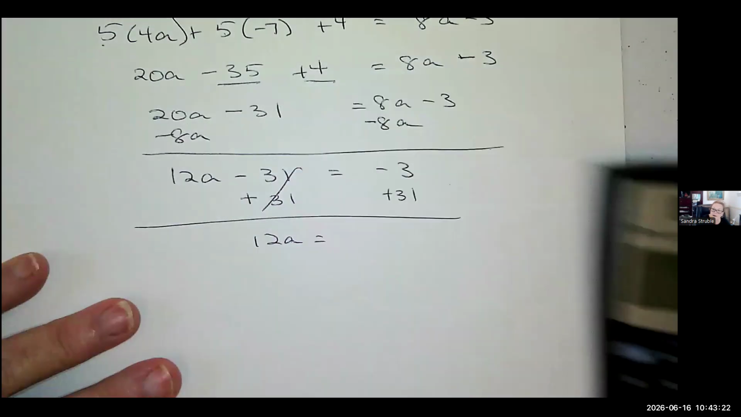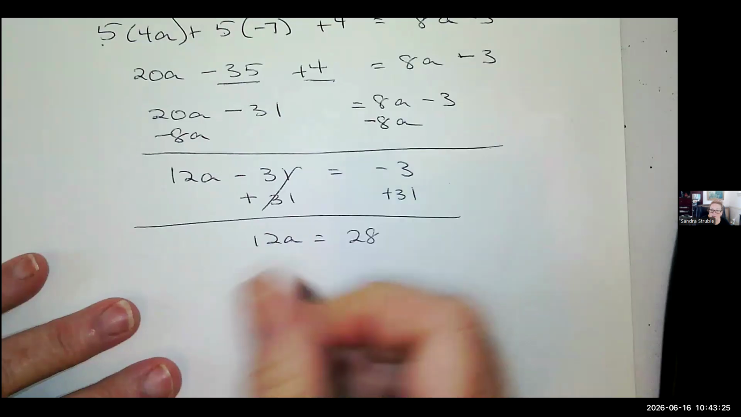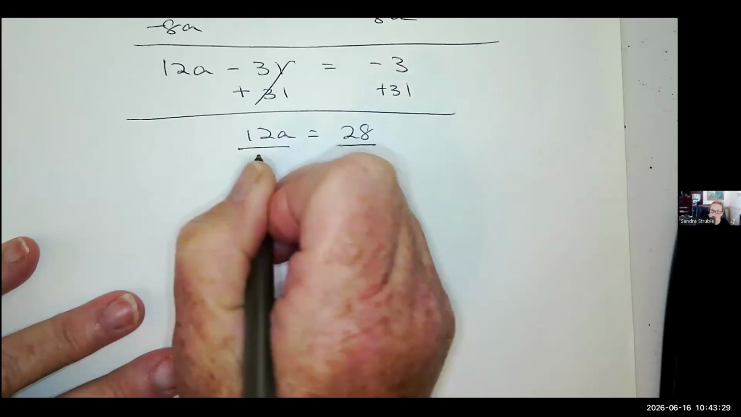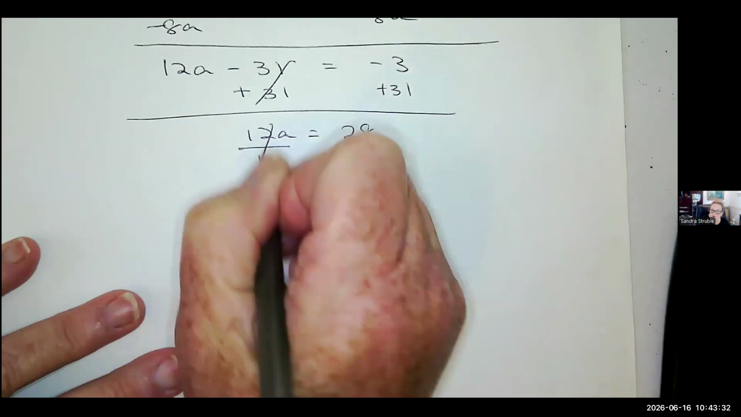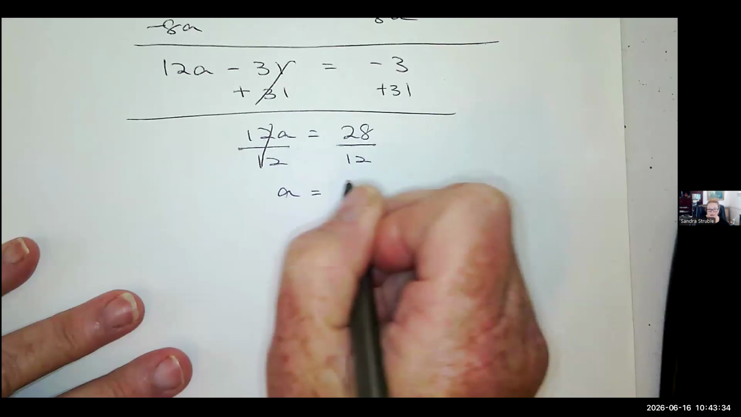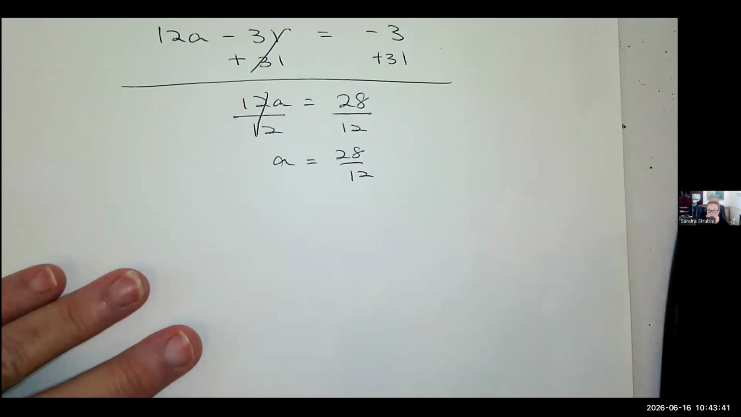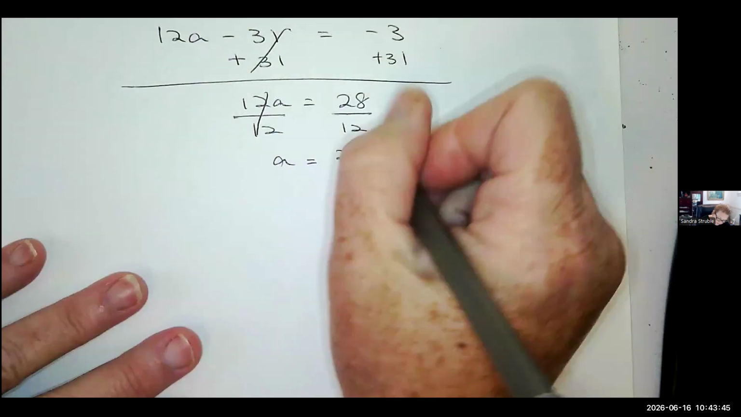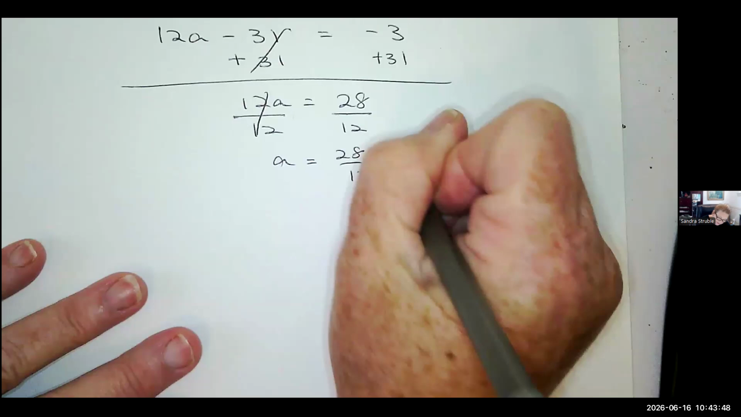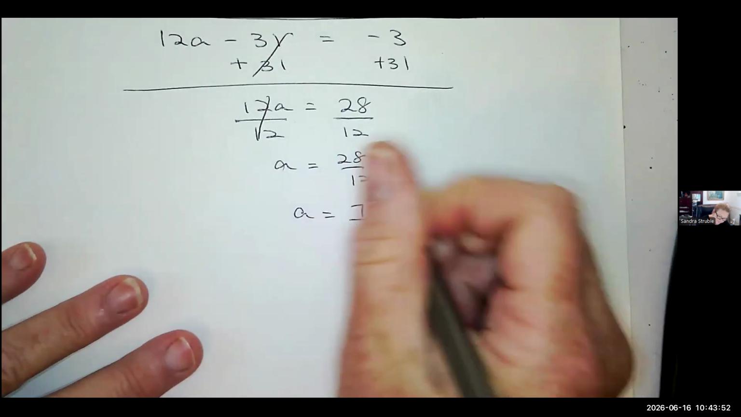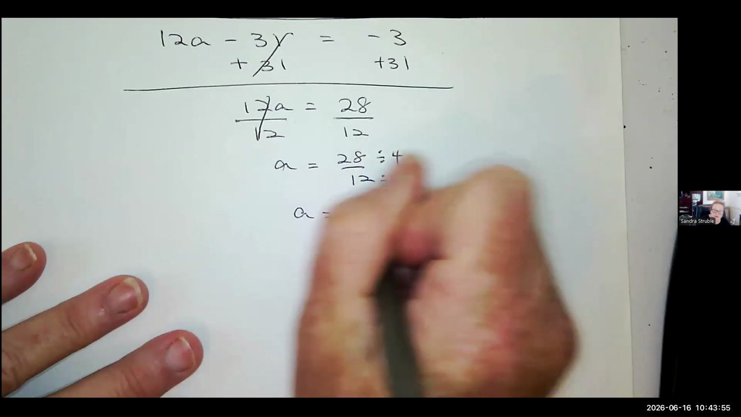12 is attached to a by multiplication. The opposite of multiplication is division. I'm going to divide both sides of the equal sign by 12. Gone. And I've got a is equal to 28 over 12. But I can reduce this. I know that because they're both even. They'll both reduce by 2. But will they reduce by 4? 4 goes in. Yes, they will. I can divide both by 4. So a is equal to 28 divided by 4 is 7. 12 divided by 4 is 3. Go to 13.